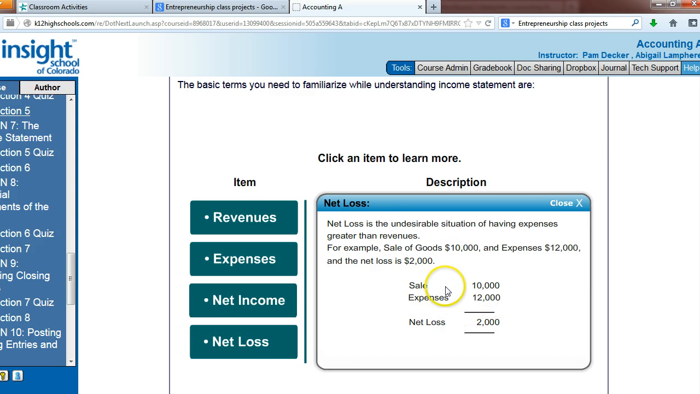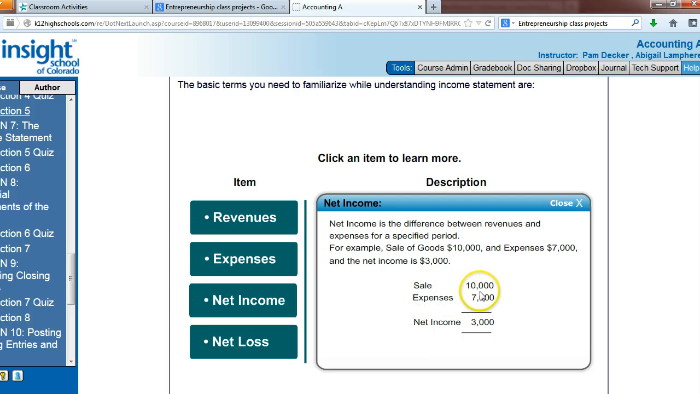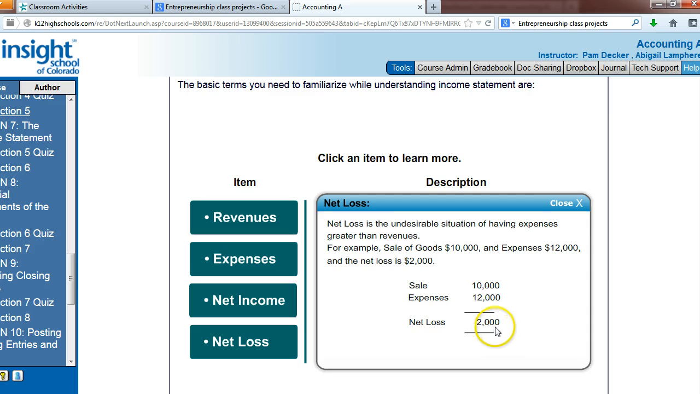But when we're looking at net loss, this is the exact same setup, only our expenses exceeded our sales. So when we find the difference of $2,000 in this scenario, that would be a net loss because our expenses exceeded our sales. Net income is when our sales exceed our expenses. Net loss is the opposite.